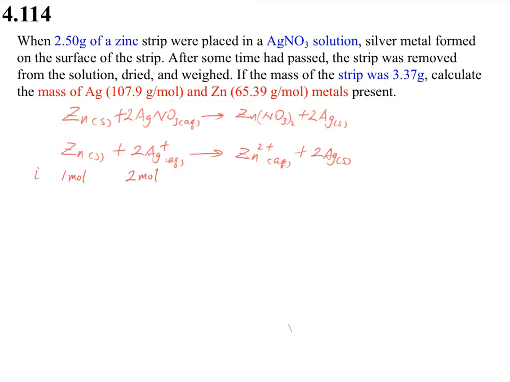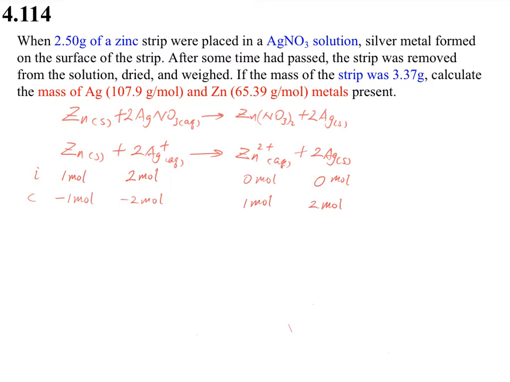And initially, we have 0 mole of silver. If the reaction goes completely, the change is that 1 mole of zinc reacted completely, and 2 mole of silver plus reacted completely. As a result, we have 0 mole of silver plus, and we have 1 mole of zinc 2 plus and 2 mole of solid silver.